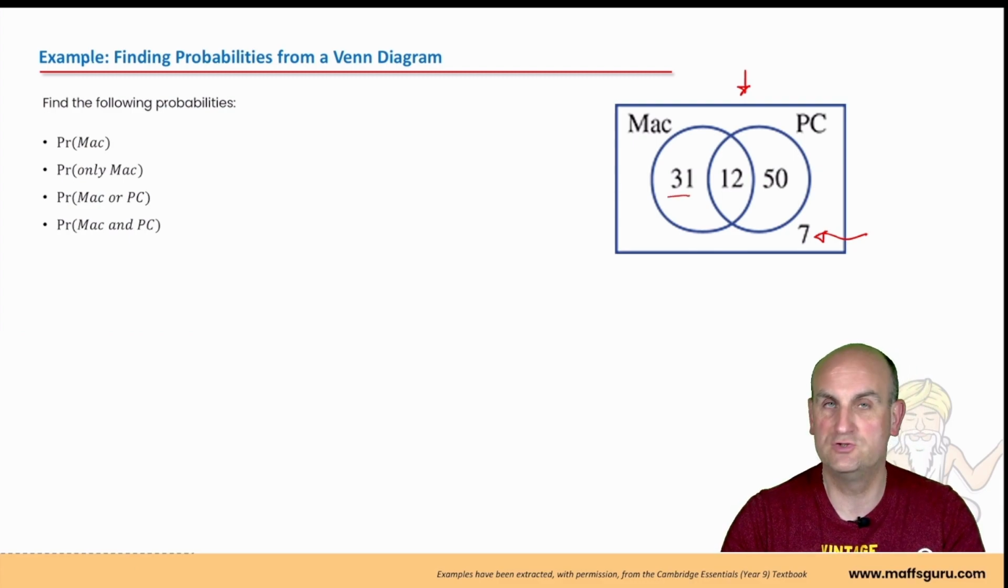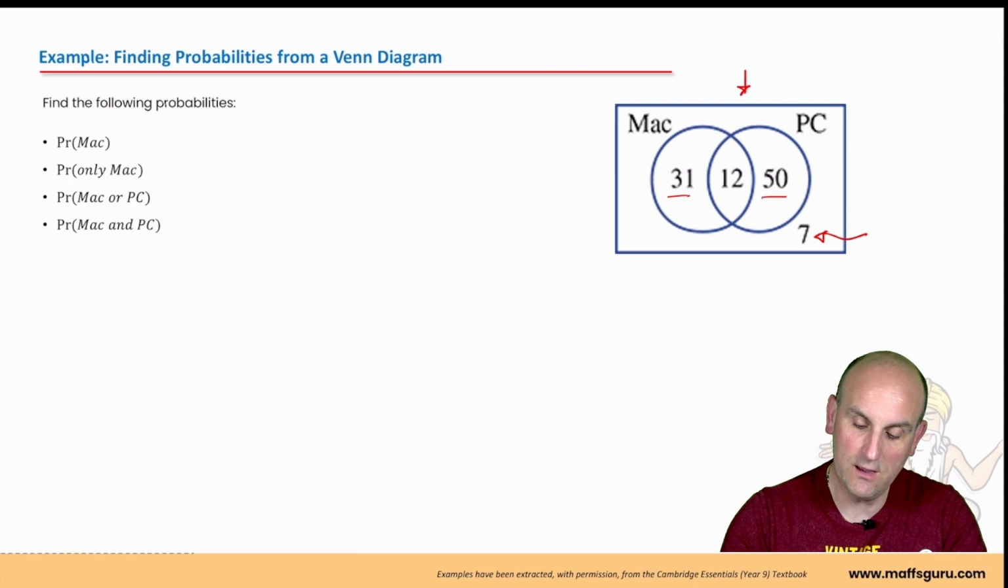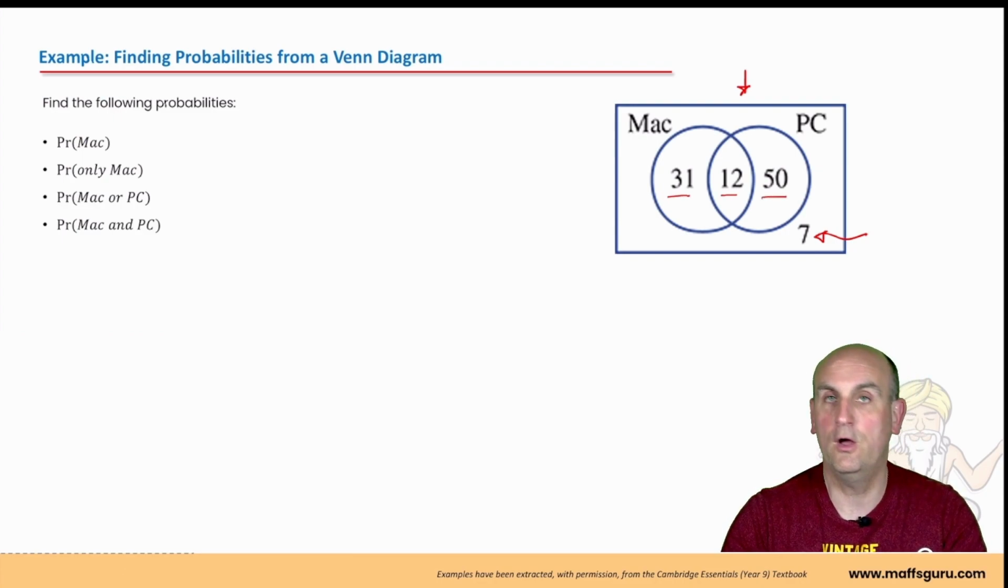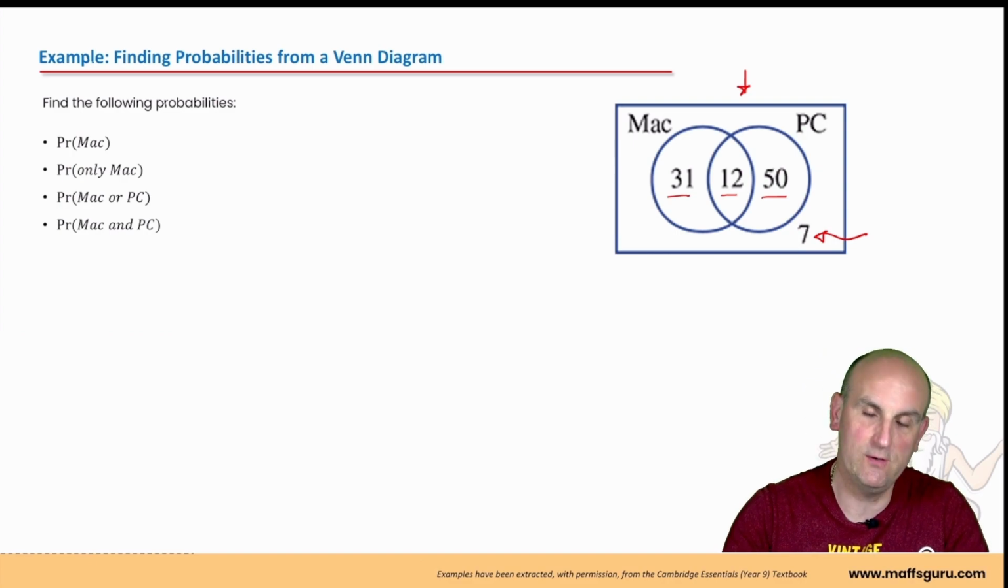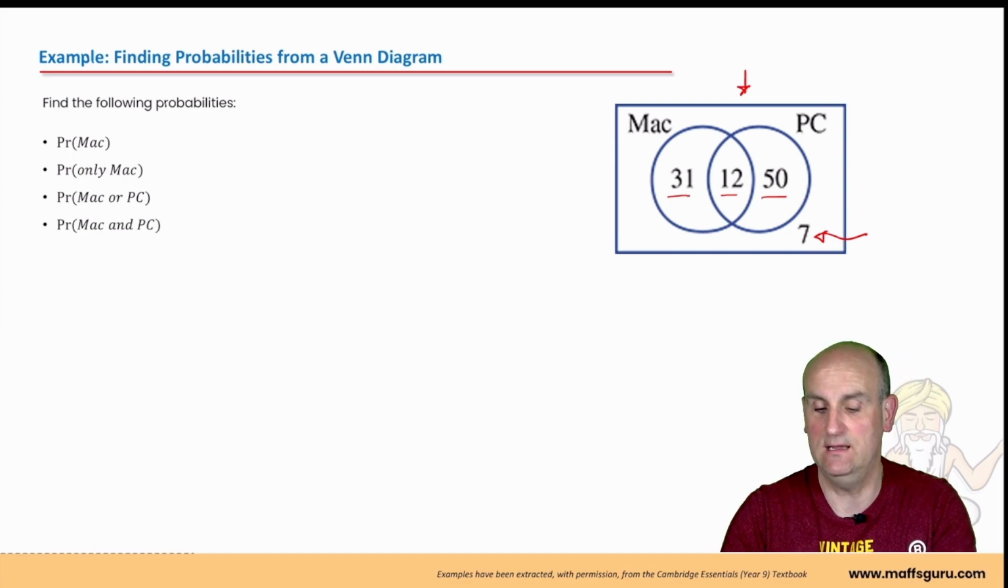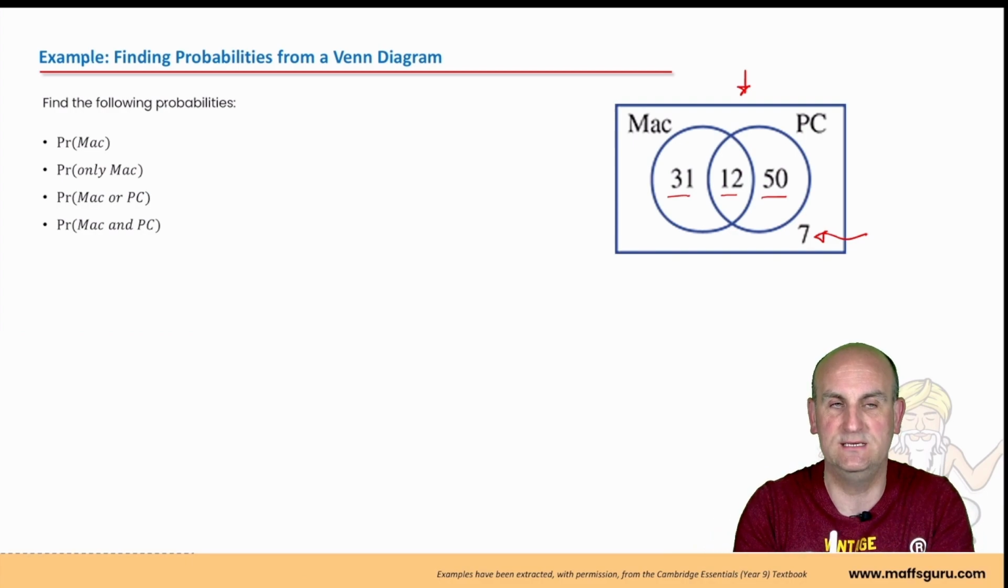31 owns just a Mac. 50 owns just a PC. 12 people own both. All right, now listen to the word I said a moment ago, just a PC. Because if I actually want to know how many people have a PC, that's everyone in that PC circle.